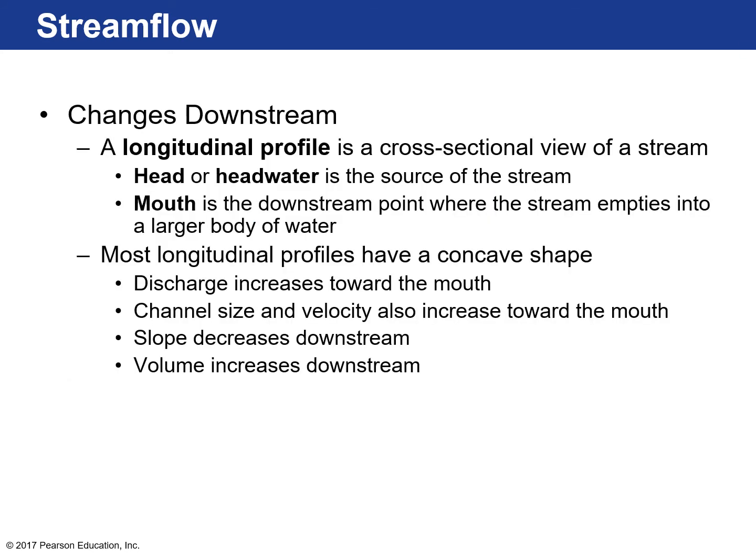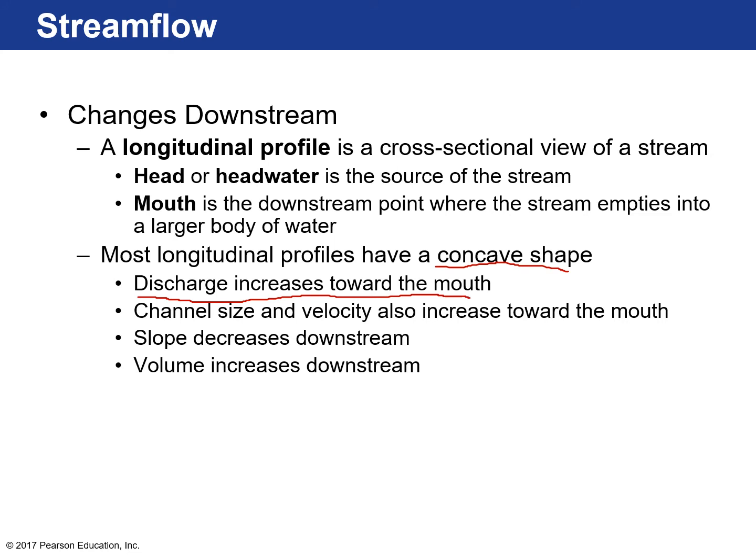So the longitudinal profile of a river is essentially kind of looking at a river in cross-section from head to mouth. The head is the headwater regions of the river, the beginnings of the river, and the mouth is where the river meets the ocean. So most longitudinal profiles of rivers have a kind of concave shape, and I'll show you one. And so what happens is discharge increases towards the mouth.